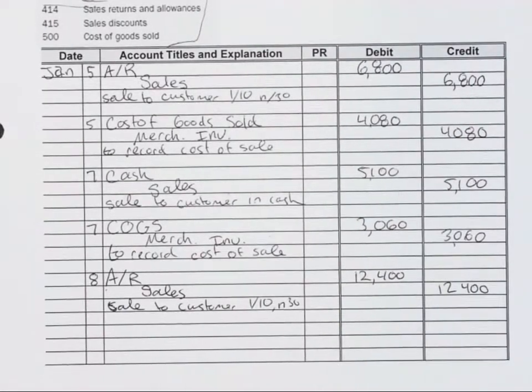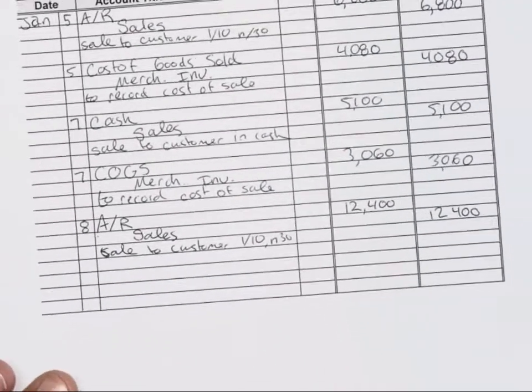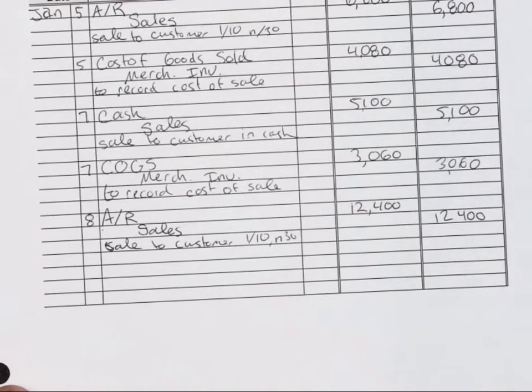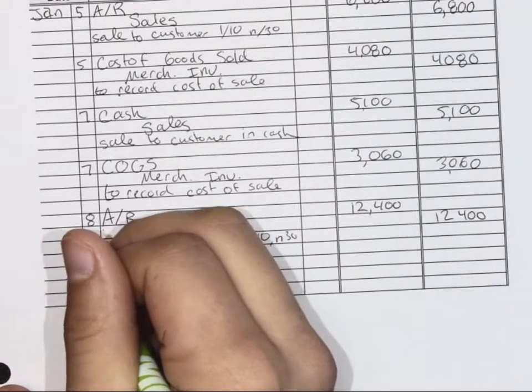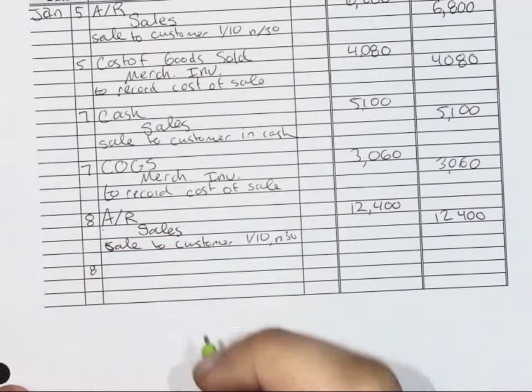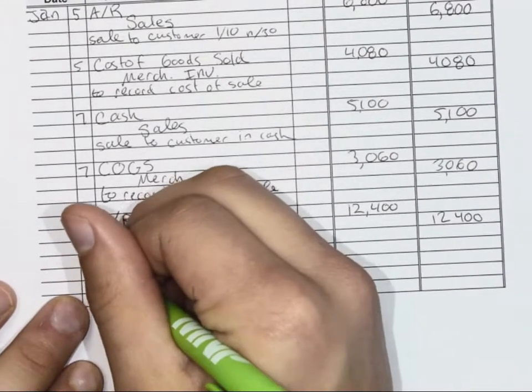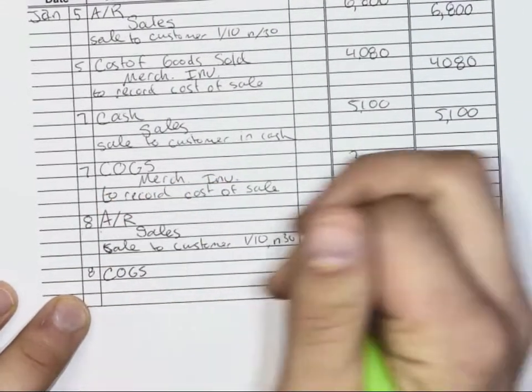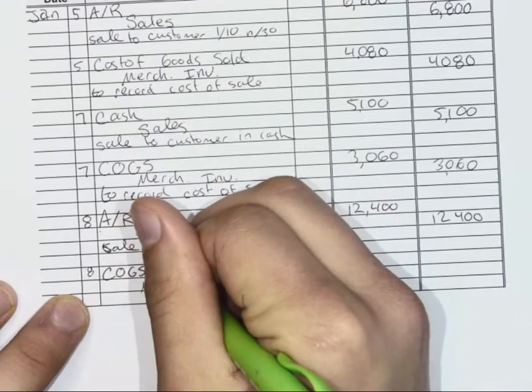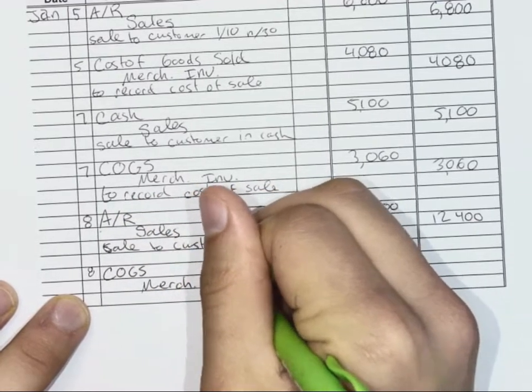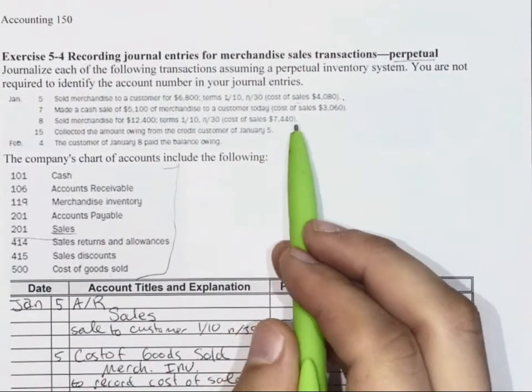Second half of a sale of merchandise in a perpetual system. What do we have to do in the second transaction? Yeah, we need to record our cost and adjust our merchandise inventory by the cost. So the cost here is $7,440.